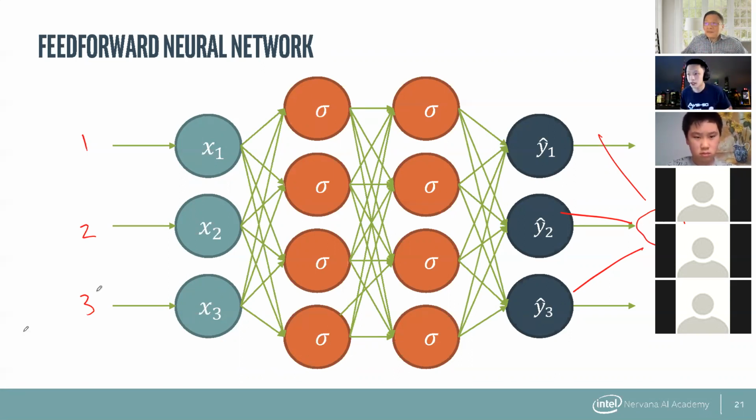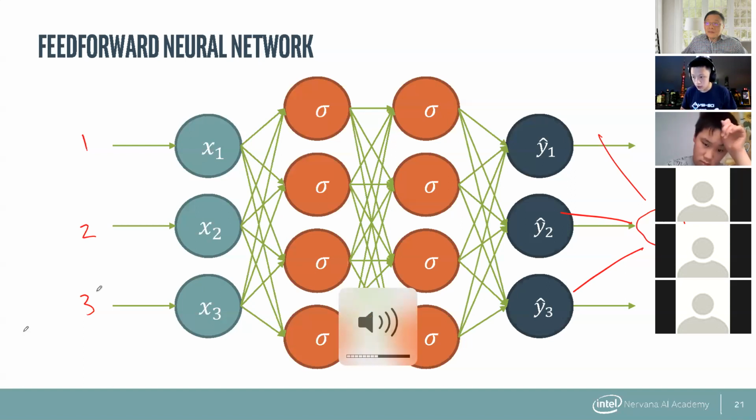Say you were trying to classify an image of a cat and dog, and you were trying to tell the difference between the two. How might you do that? Any suggestions? Just feel free to unmute. Shape? Oh, sorry, can you say that again? Shape.